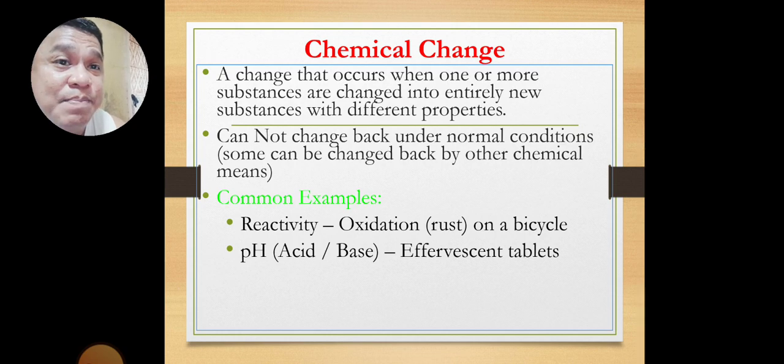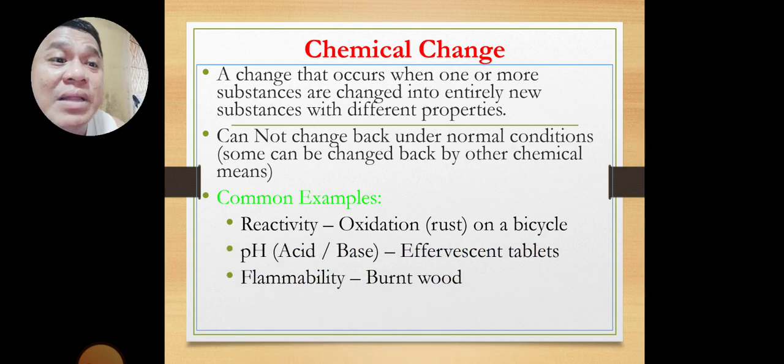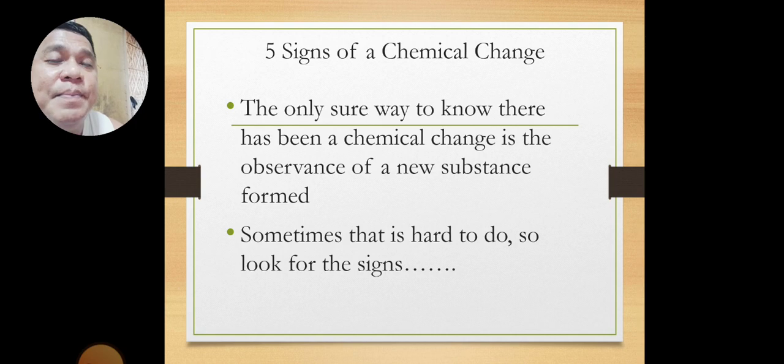pH: acids turn into base, or bases turn into acid. Effervescent tablet. When we say effervescent, a physical change is happening. So there are bubbles, meaning effervescence. When there are bubbles, it means a chemical change. Okay, flammability: burnt wood is a chemical change, combustibility, firewood.